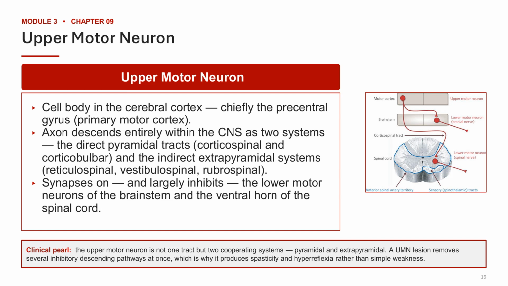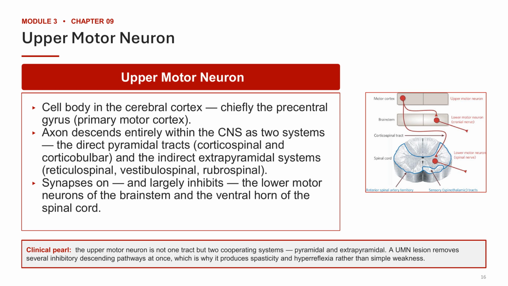This slide adds a refinement most textbooks gloss over, and it is worth your attention. The cell body sits in the cerebral cortex, chiefly the precentral gyrus. The axon descends entirely within the central nervous system, but it does not descend as one tract. It descends as 2 cooperating systems. The direct system is the pyramidal tracts, corticospinal and corticobulbar. These are the pathways of discrete, fractionated, voluntary movement, the fine control of an individual finger.